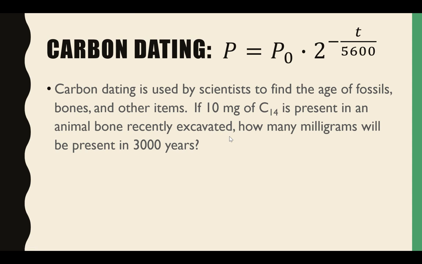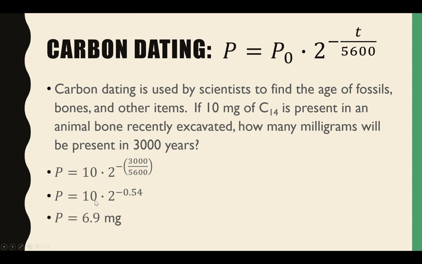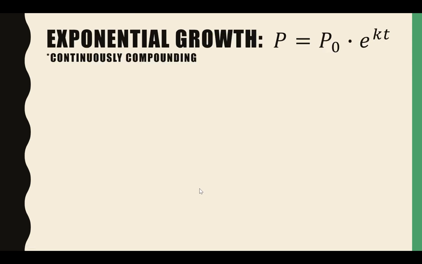If 10 milligrams of carbon-14 is present in an animal bone right now, how many milligrams would have been present, or will be present, in 3,000 years? So that's going to be, if we have 10 for our P origin, times 2 to the negative 3,000 over 5,600. So that's going to be 2 to the negative 0.54. We do this math, we get about 6.9 milligrams. It's an approximation because, again, we're talking about microscopic amounts.